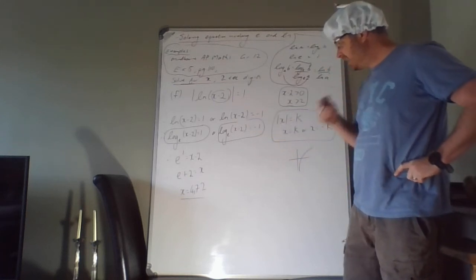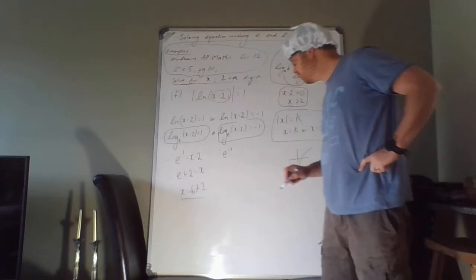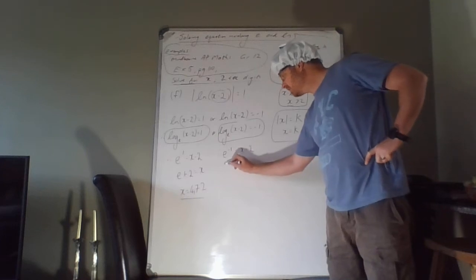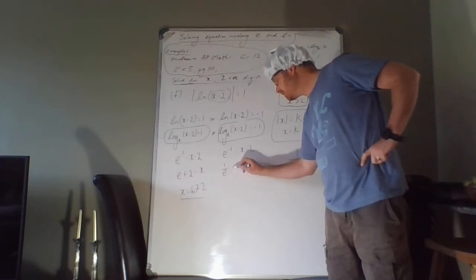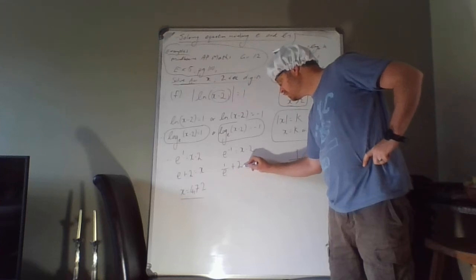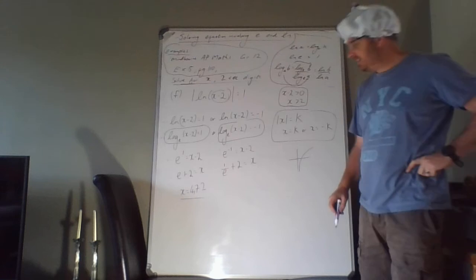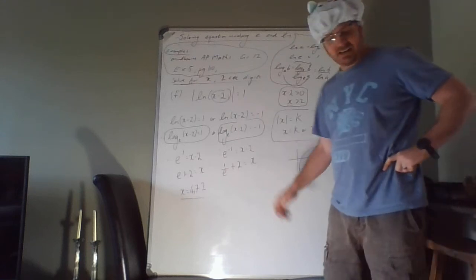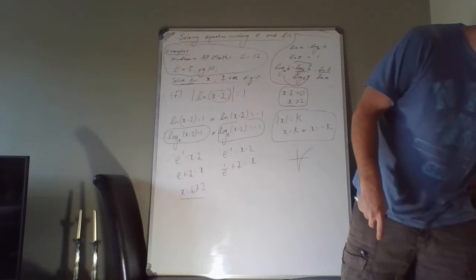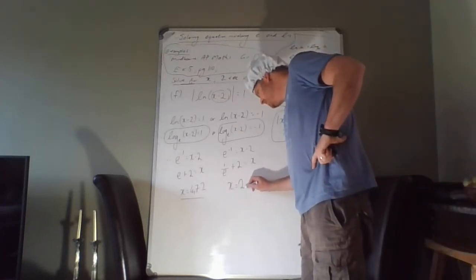Okay, and here, if I write this in exponential form, I get e to the negative 1 is equal to x minus 2. So in other words, 1 over e, you don't have to write it like that, you can leave it as e to the negative 1. 1 over e plus 2 is equal to x. Shove that into your calculator, and you should get x is equal to 2.37.